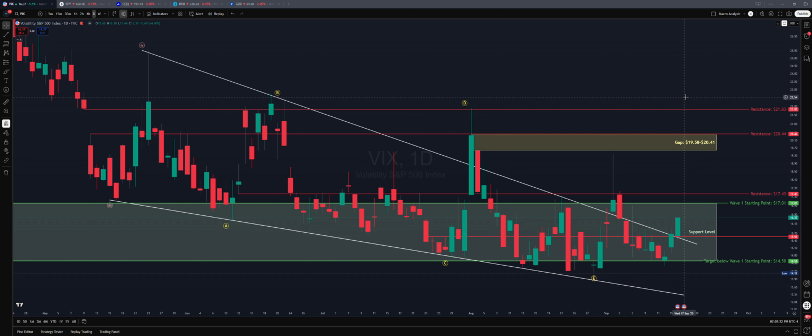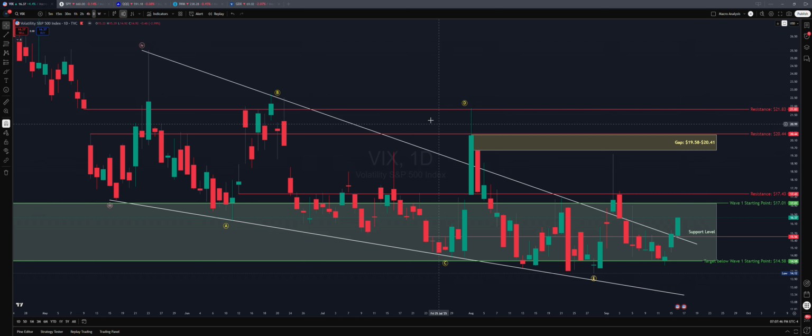So the first thing I want to look at here is VIX. If you're not familiar, VIX is the volatility index. It has an inverse relationship with the overall market, meaning whenever VIX is going up, the overall market will have a pullback. Whenever VIX is pulling back, the overall market will move up. That's the inverse relationship. So we're going to look at VIX.